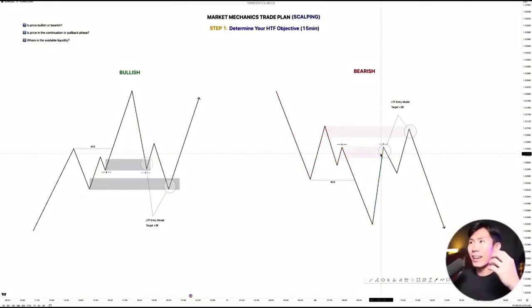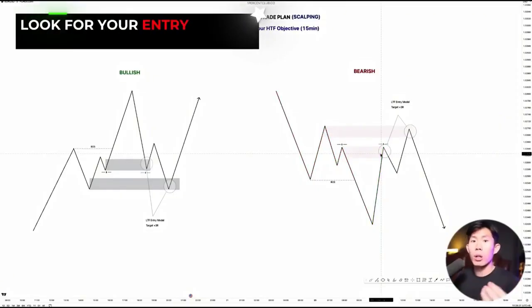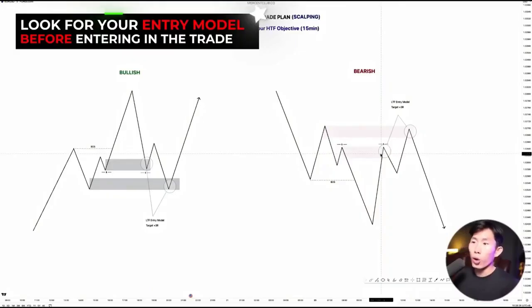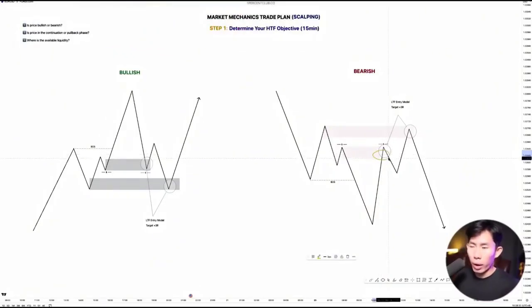That is why I say that it's very important that you look for your entry model before you actually enter for the trade. You don't want to enter for a sell immediately right here because price stepped into this supply zone, because sometimes price can just do this, right? This could just be like an inducement to induce retail traders to enter for the trade early. So you always want to make sure that you get the entry model before you actually enter.